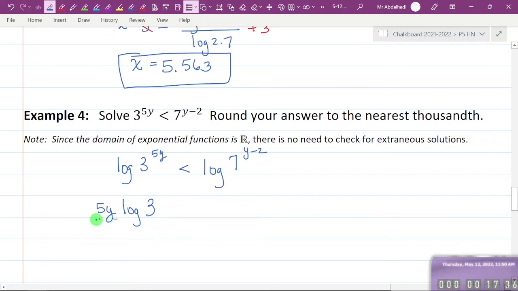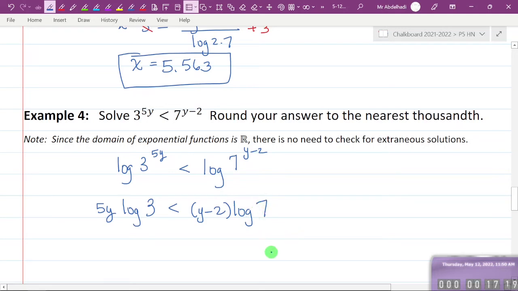Notice I don't need parentheses because this is all one term, so there's no need to put parentheses around the 5y, is less than, and then here I need to bring down the y minus 2. Now that needs parentheses because that's two terms. So y minus 2 in parentheses, log 7.